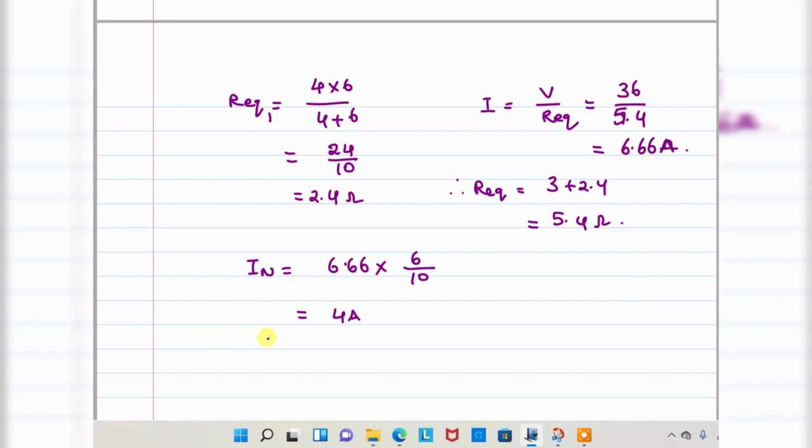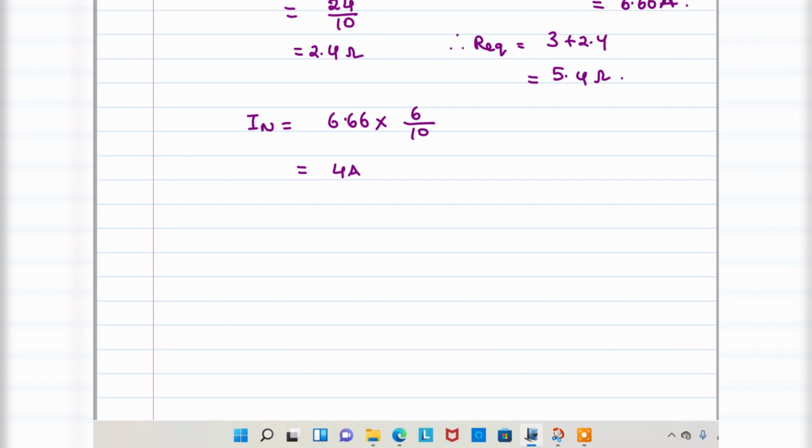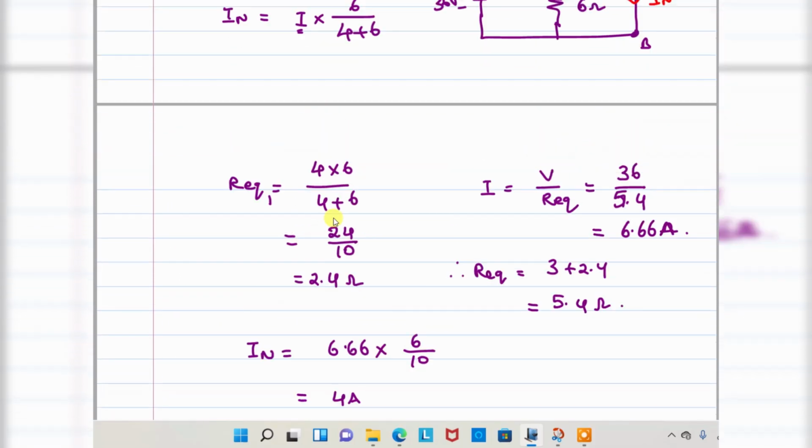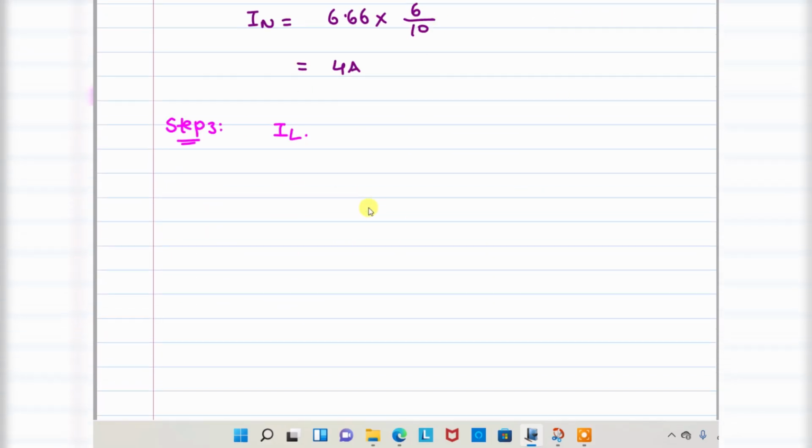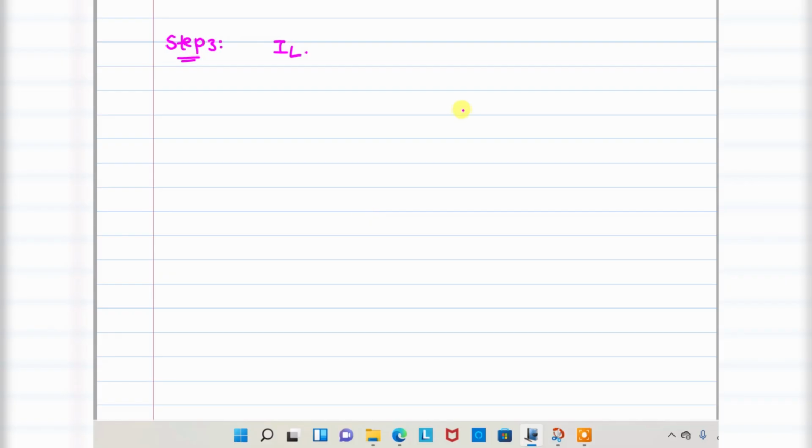Once you have the Norton's or short circuit current, in step 3, find the load current. To find the load current, the equivalent circuit is a current source, IN.